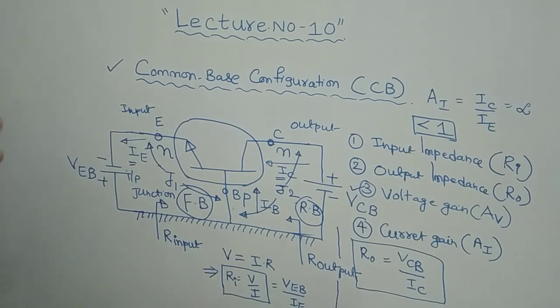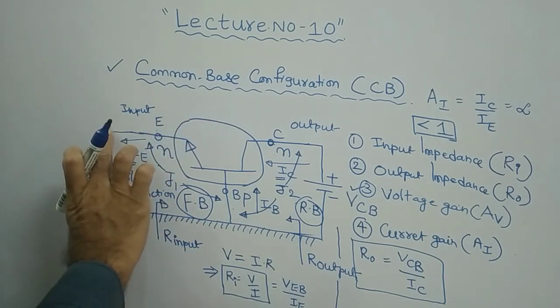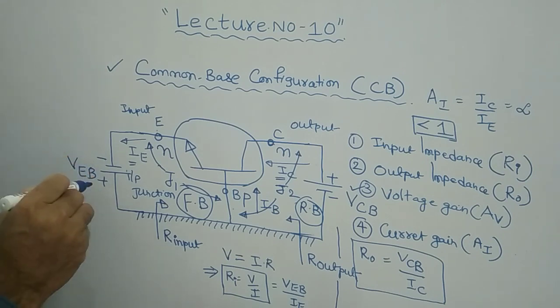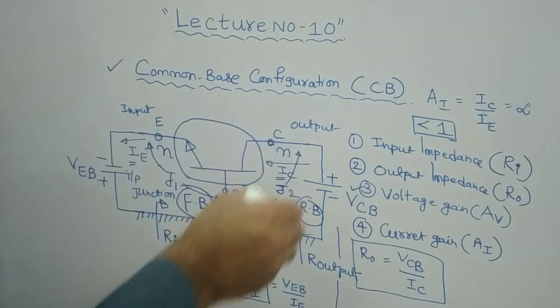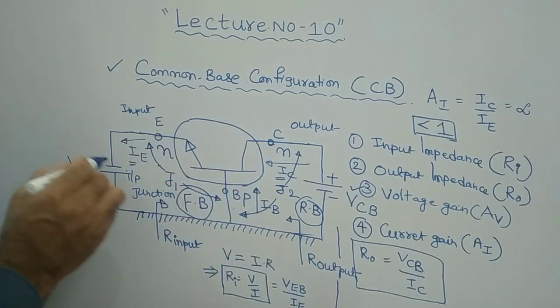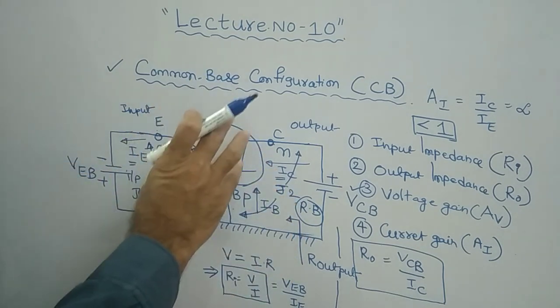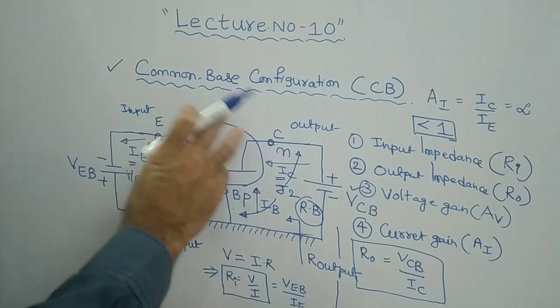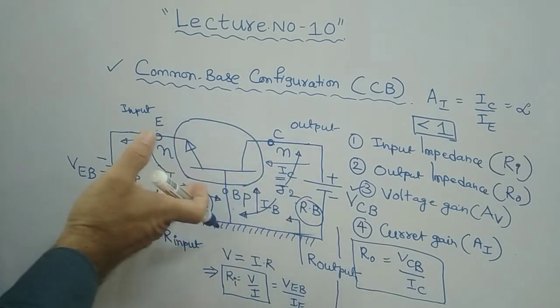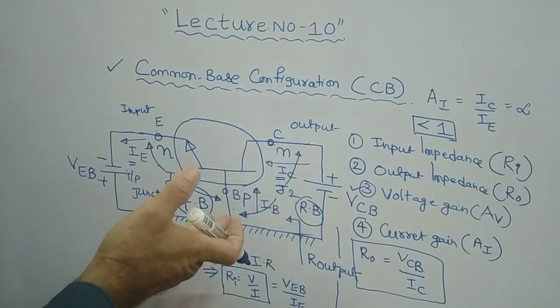Remember that. So again, as far as the common base configuration is concerned, the input is given here. This is the external power supply. In fact, this is DC analysis. If you consider the DC power supplies here and study the characteristics of the transistor, then this is called normal DC analysis.